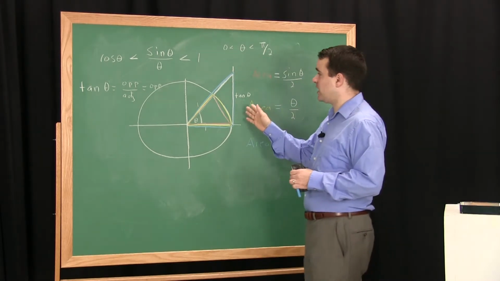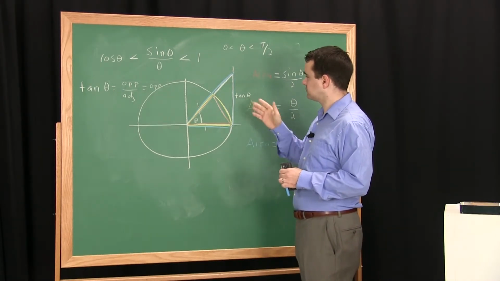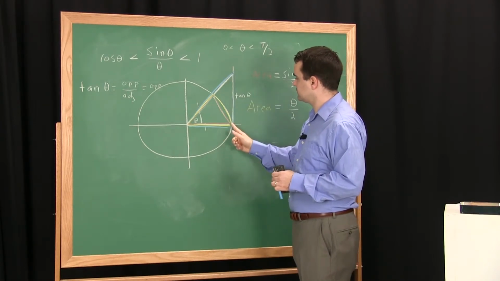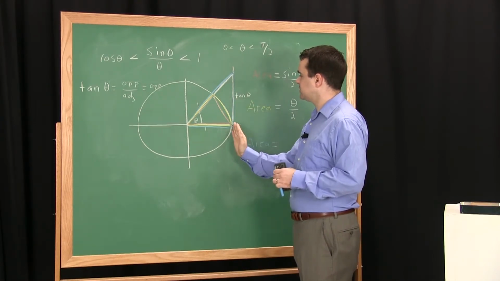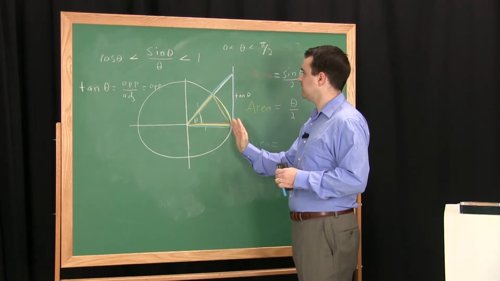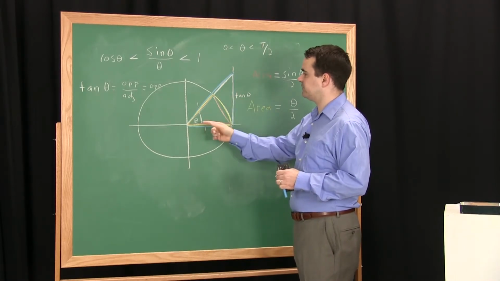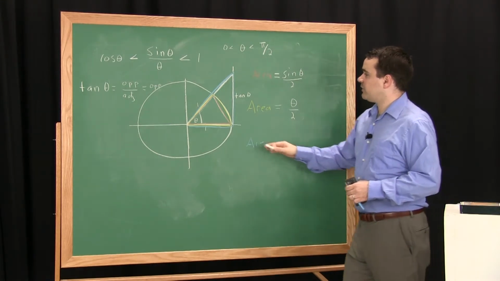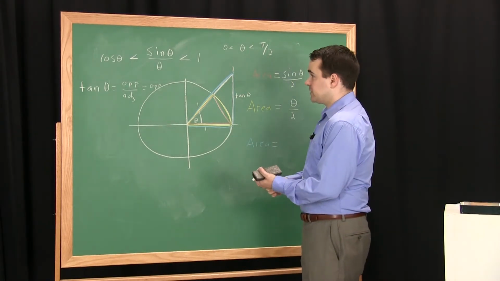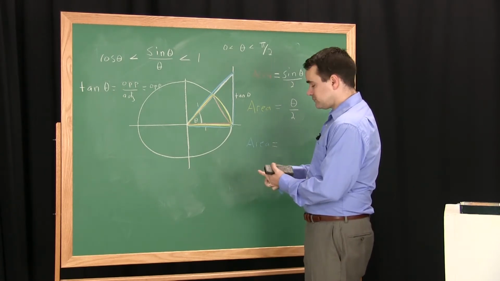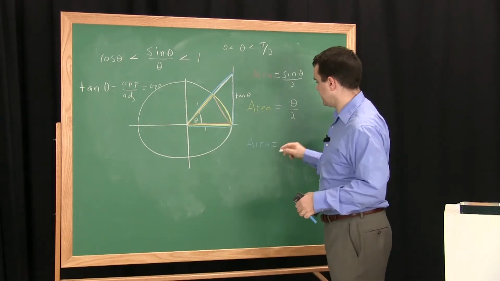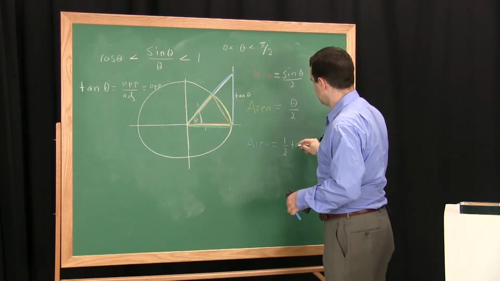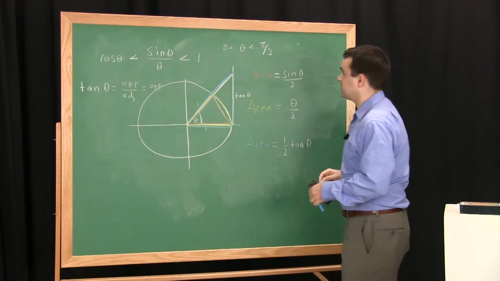This is actually why tangent is named what it is, because later on we'll learn that this vertical line is tangent to the circle at that point. And so its length is given by the tangent of theta. Anyway, the area of the blue triangle, now that's going to be nothing but half of base times height, so that's half of 1 times height. That's tangent theta.